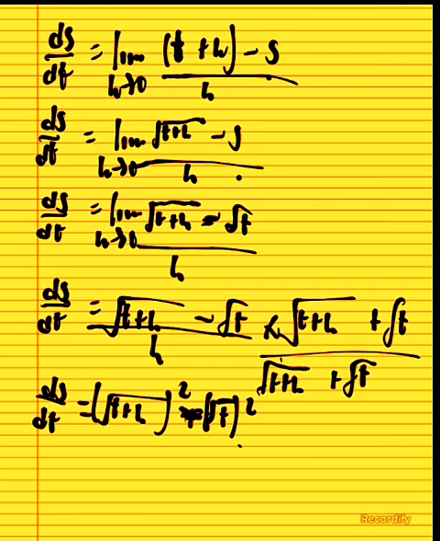Alright, all over h into, that is, h multiplied by root of t plus h.